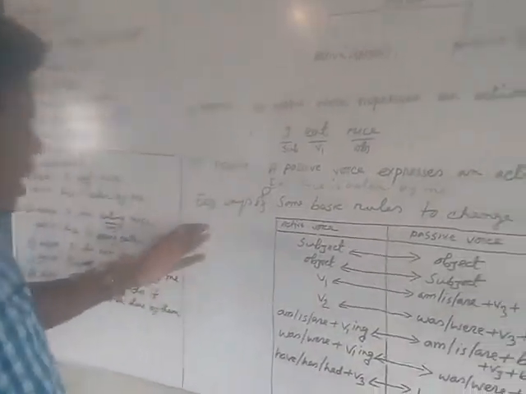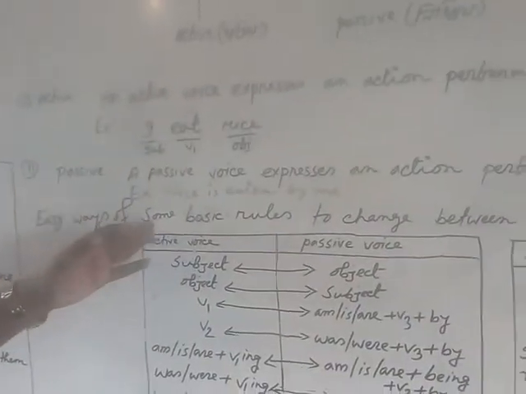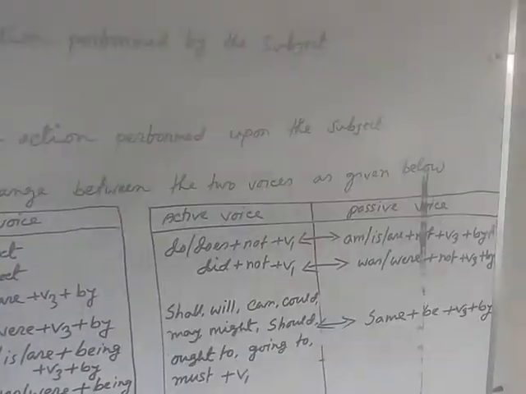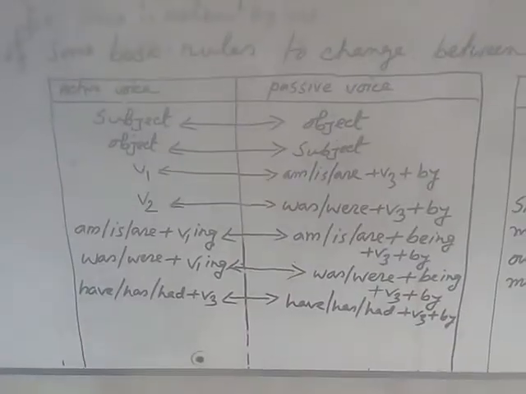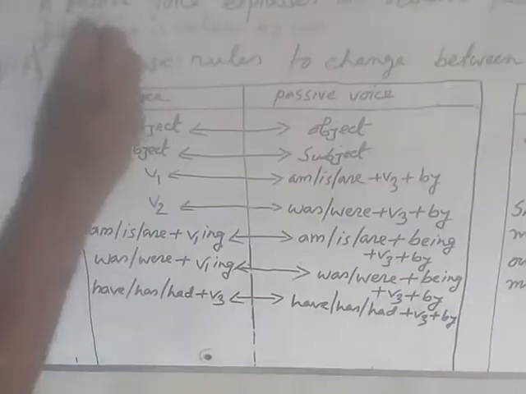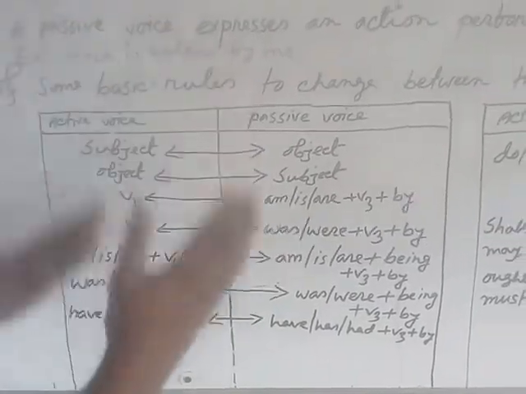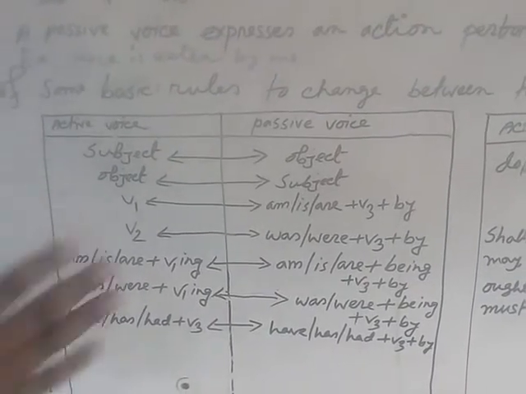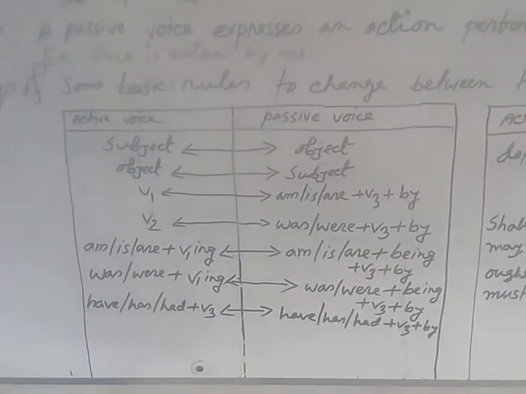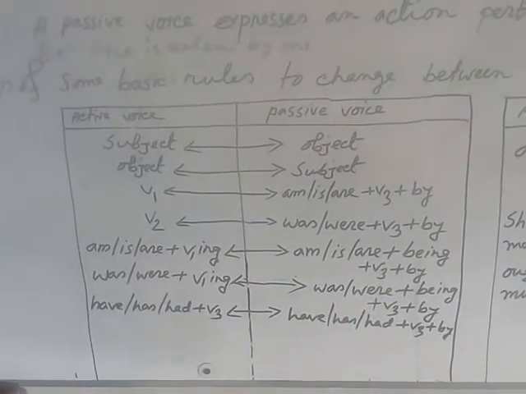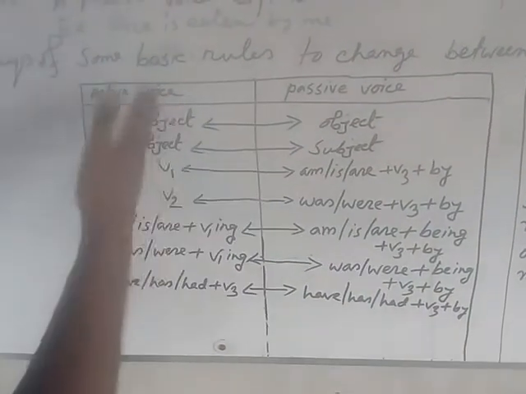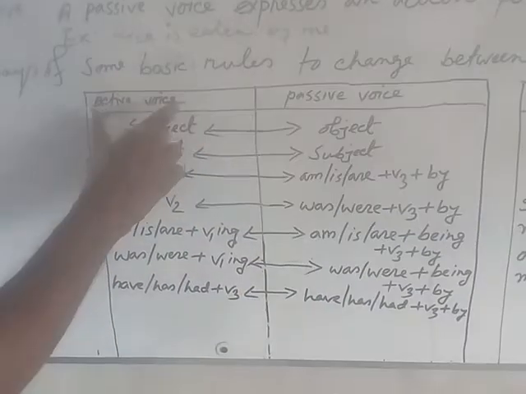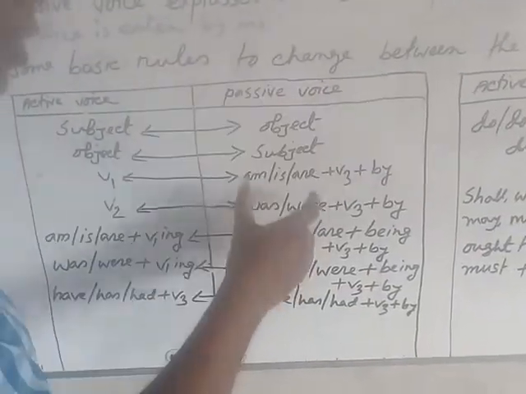Please look at the board. Some easy ways of some basic rules to change between the two voices as given below. Please look at the board and listen to me attentively. If you learn these easy rules attentively, you can do the voice change very easily, because it's a shortcut, easy system for you. Here on the left side active voice and on the right side passive voice.